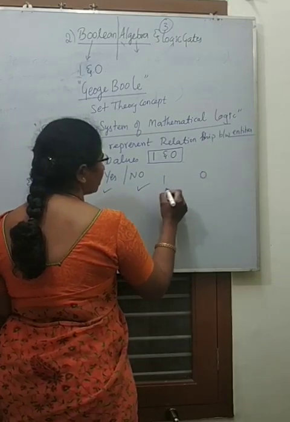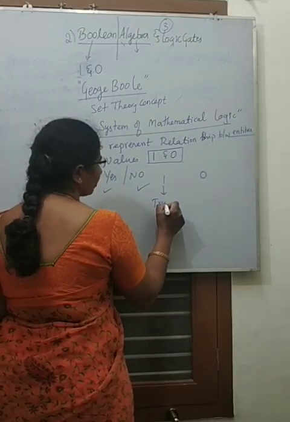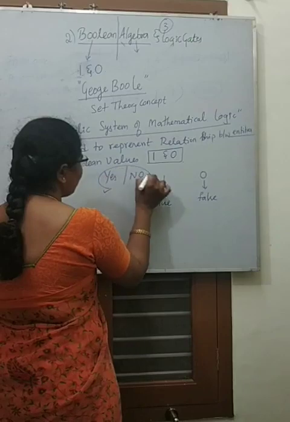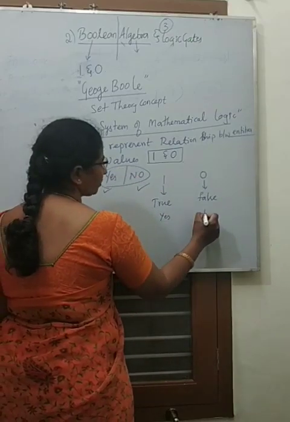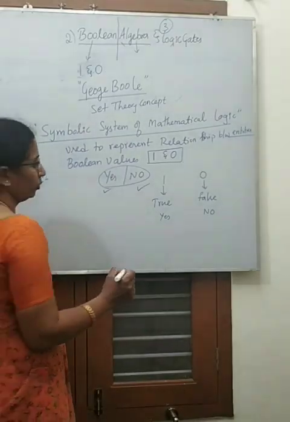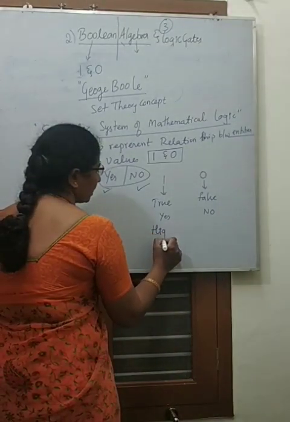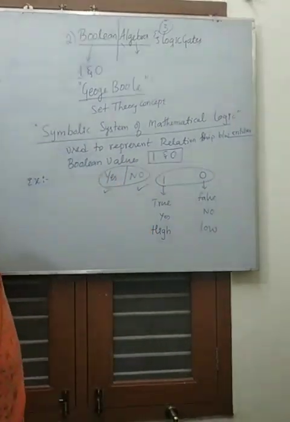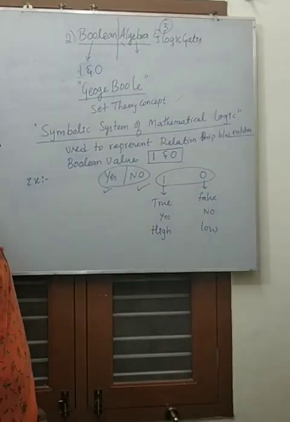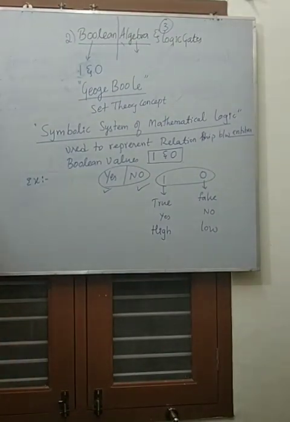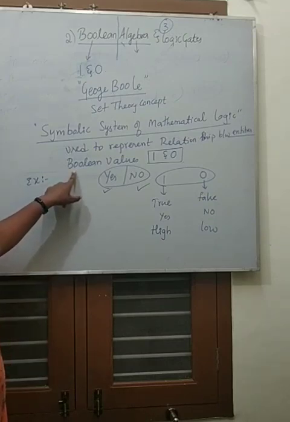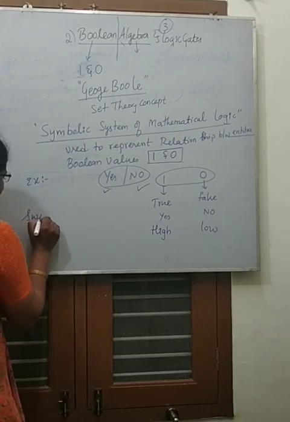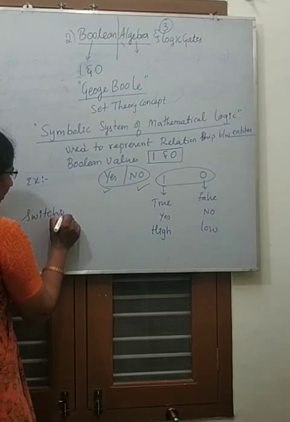1 means true, 0 means false. It can also be mentioned as yes or no. It can also represent high or low. Did you get it? Boolean algebra is an algebra which deals with Boolean values. It is also called switching algebra.